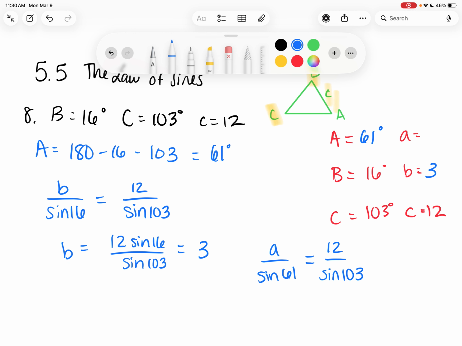Zach says it's 11. Which makes sense, okay? Whether or not you remember this all the way back from geometry or not, but the smallest angle has to have the smallest side, biggest angle has to have the biggest side, and so on and so forth.